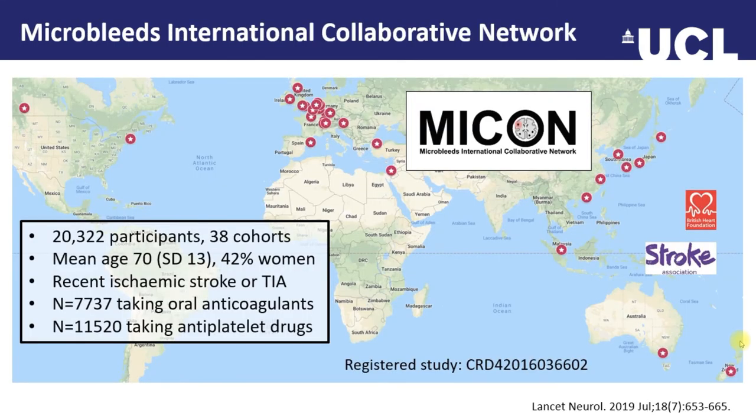So this is a large international collaborative effort, the Microbleeds International Collaborative Network, and you can see that there is good global coverage here. We included 20,322 participants from 38 cohorts, mean age 70, all with recent ischemic stroke or TIA, nearly 8,000 taking oral anticoagulants, and about 12,000 taking antiplatelet drugs.